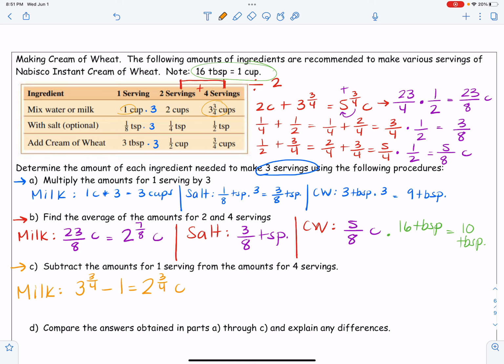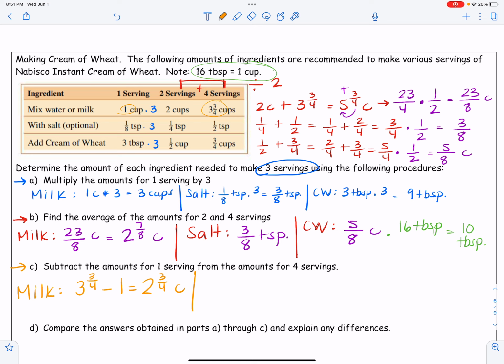So notice again, we're not getting the same thing, right? Multiplying 1 serving by 3, we got 3 cups. Averaging 2 and 4 servings, we got almost 3 cups, 2 7/8. And then taking the difference between 4 and 1 serving, again, we're close, but not exactly the same at 2 3/4 of a cup.